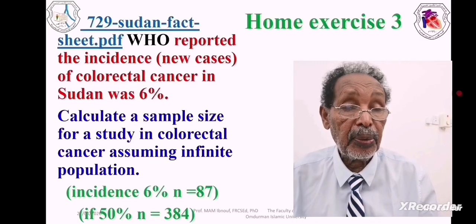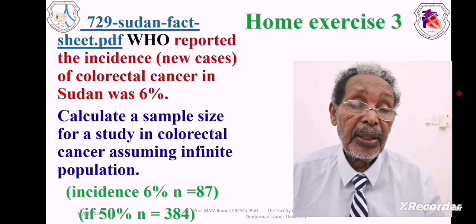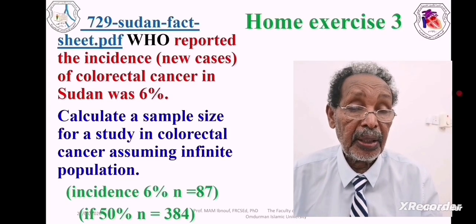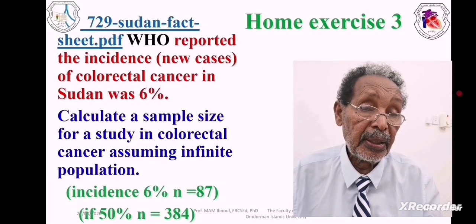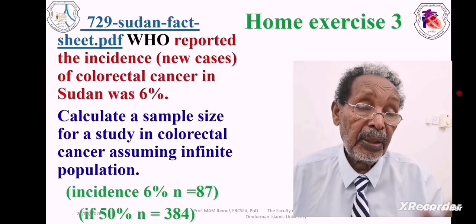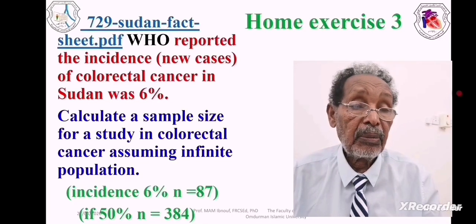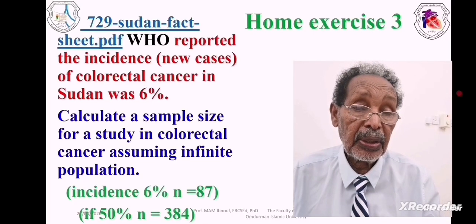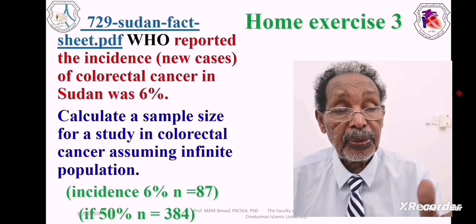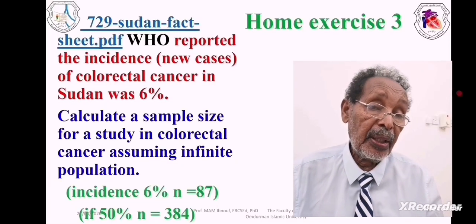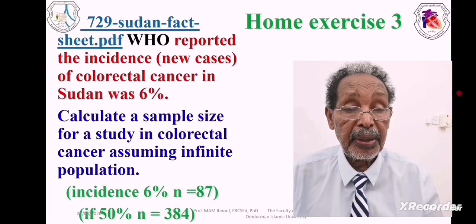You do this at home. You use the Cochrane's formula. Very easy. And use the figure 6%. It is 0.06 multiplied by 1 minus 0.06. And you know the z-value, and you are going to divide by what you have chosen as a margin of error, and you square it.